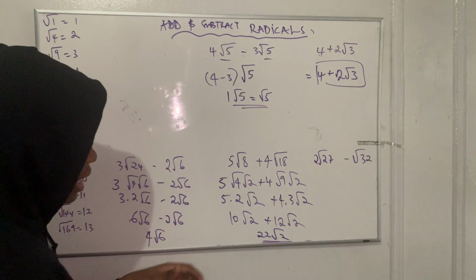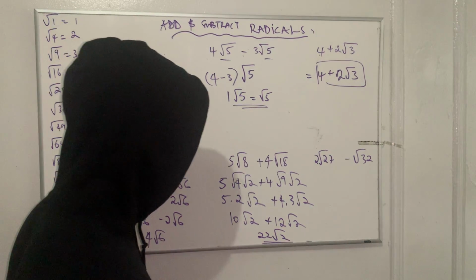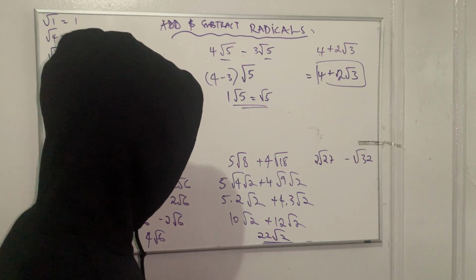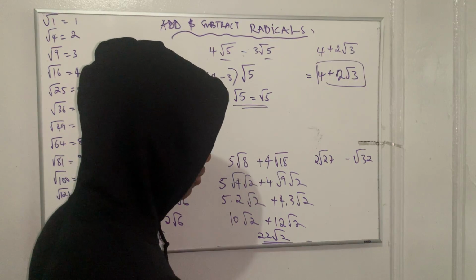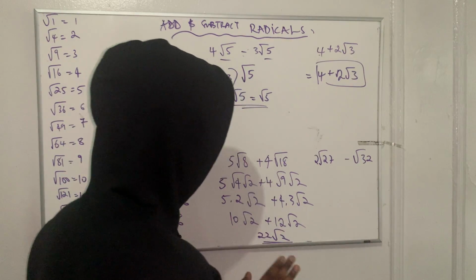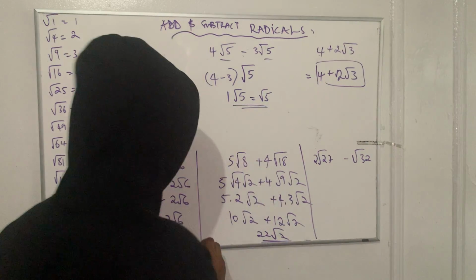Right? I'm glad that this question doesn't give us a hard time at the end. 22 root 2 is just the basic way it can be. You cannot simplify 22 root 2. And keep it in mind, you cannot add 2 plus 2 and make it 4. Please, you cannot do that.